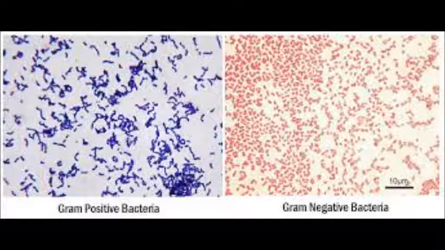If you have gram-positive, it'd be a dark purple, dark bluish color. If you have gram-negative, it would be pink. So that is the process of gram staining.